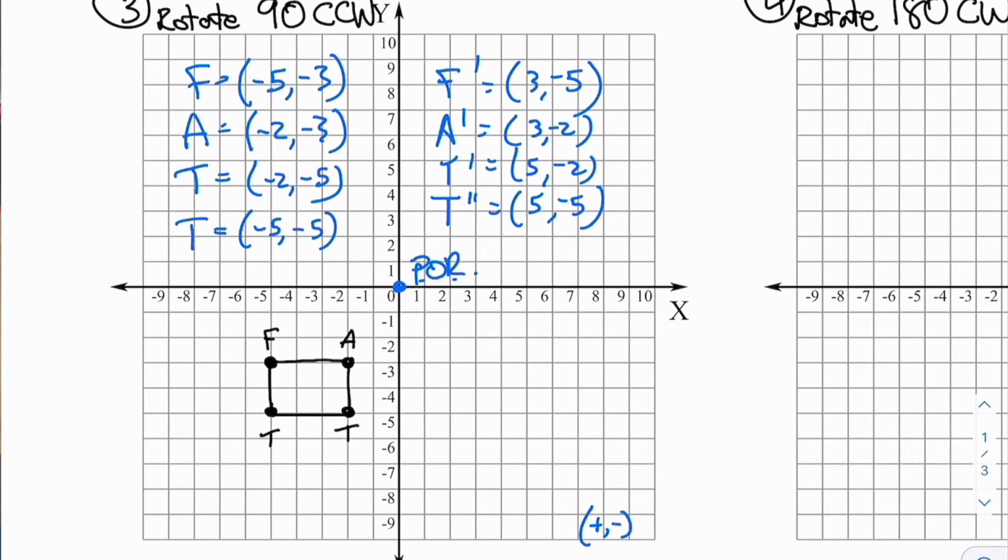So 3 and -5 is going to be down here. 5 and -5 is going to be over here. So that's T double prime. And this was F prime. Okay, and 3 and -2 is up here for A. And then the other T is going to be right there. So I can now connect those. Okay, we've now rotated. And I'm going to go from this T around to this T. There's my angle showing me 90 degrees rotation.